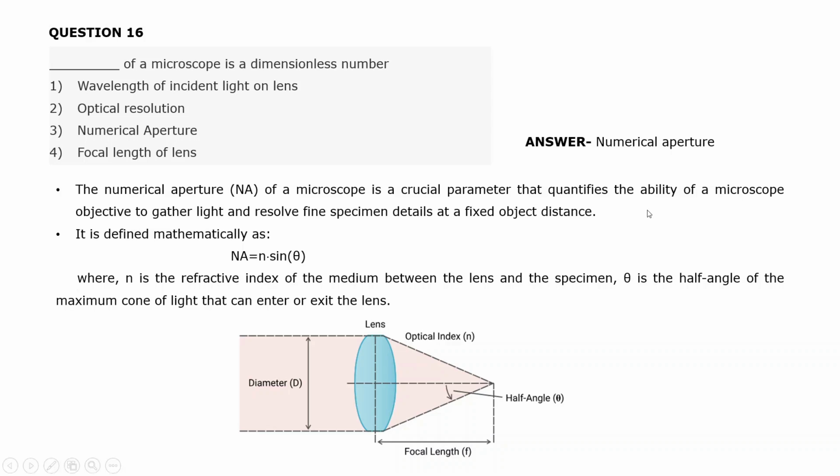So basically, numerical aperture, I'm just repeating, is a parameter that quantifies the ability of a microscope objective to gather light and resolve fine specimen details at a fixed object distance. The equation for numerical aperture is the refractive index times sin theta. Basically, these two are unitless factors. When you multiply a unitless factor with another unitless factor, it always yields a unitless factor.